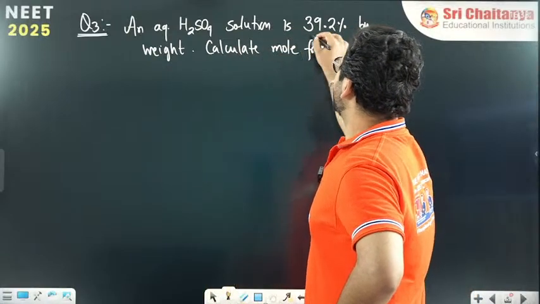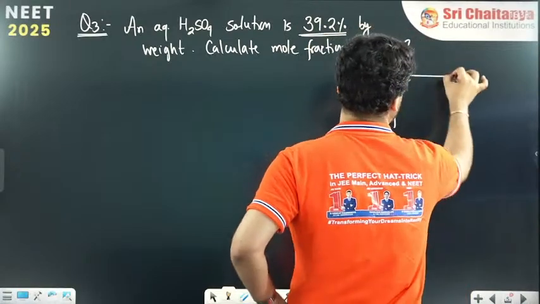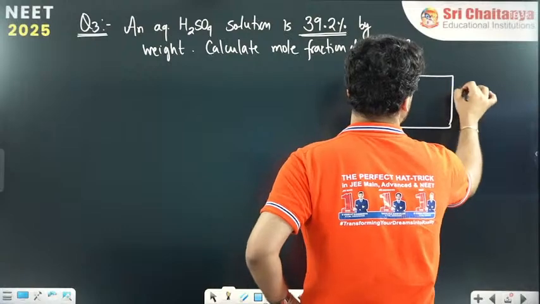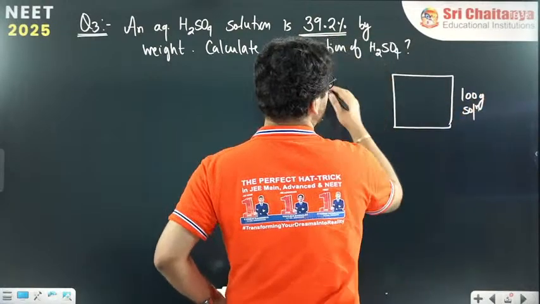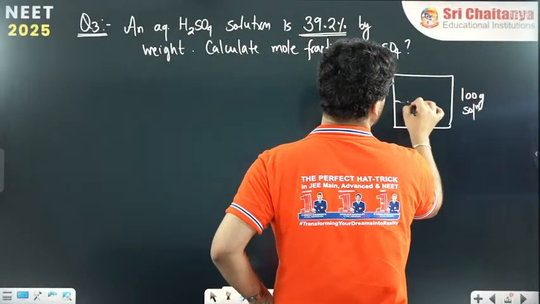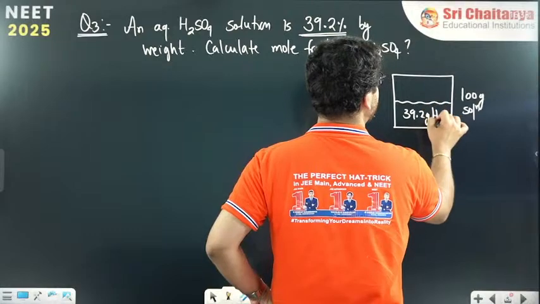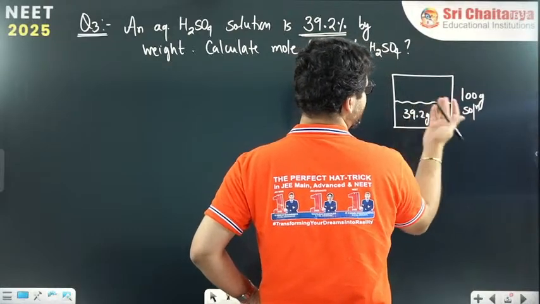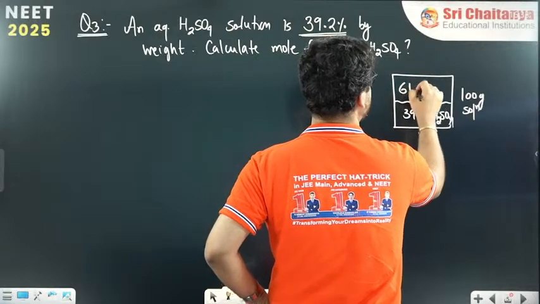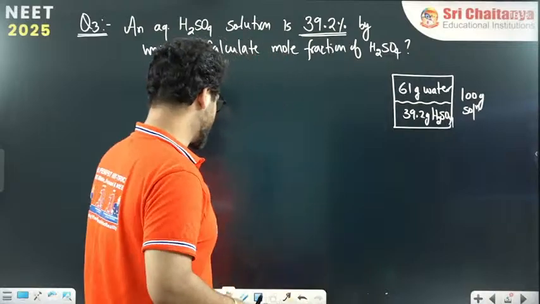So the meaning of 39.2% by weight is, if I take 100 gram of solution, out of the 100 gram almost 40 gram will be H2SO4, meaning 39.2 gram will be H2SO4, and the rest will be water, meaning 100 minus 39, 61 gram will be water. That is the solution for us.